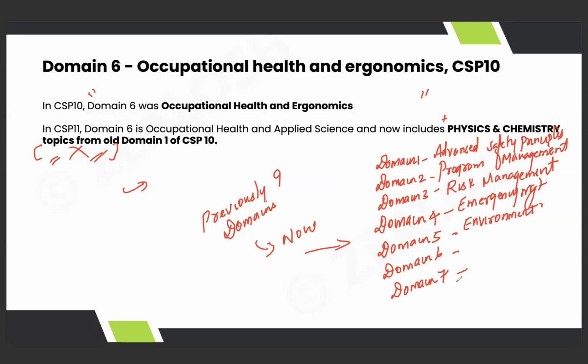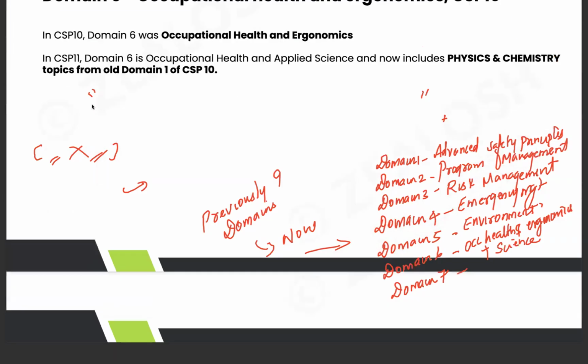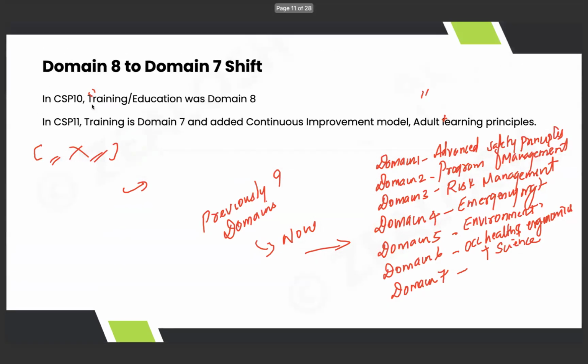So domain 6 is occupational health and ergonomics plus science. Which science? The advanced science, which was previously in which domain, guys? Domain number 1. Okay, fine. So now we'll go to the next domain, the next domain being domain 7.